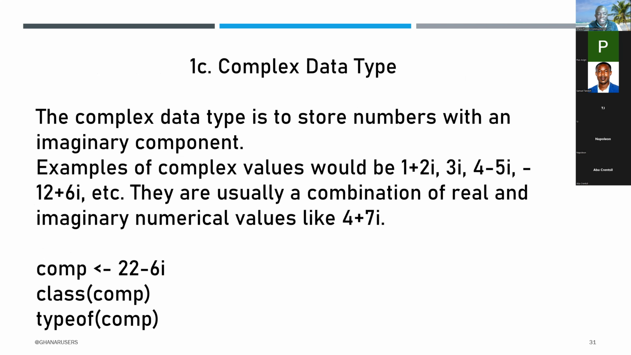So we have the complex data types, the numbers that have I, that have real and imaginary numerical value. So I is the imaginary numerical value, you can create them. R understands it like this: once you have the I here, R understands it as a complex number.